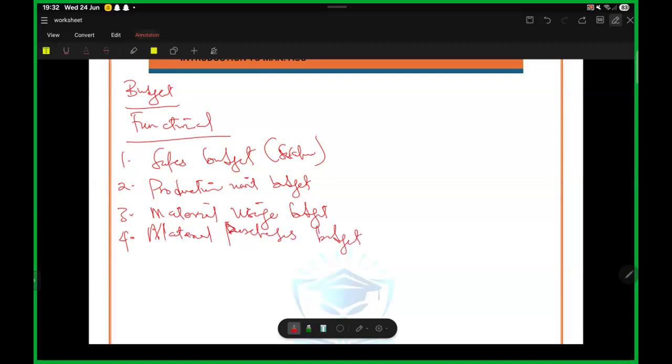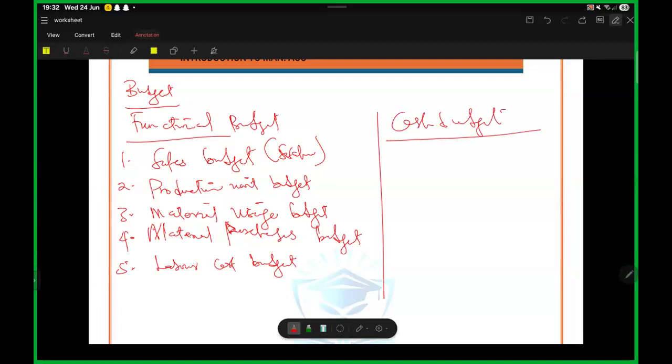And then once you are done with the material purchases budget, you prepare what we call the labor cost budget. These are called the functional budgets. We have the cash budget as well. I don't know if they'll bring sample questions on it, but try and learn about the cash budget. Once you have all these things, we consolidate the cash budget and functional budgets together, and we get what we call the master budget.